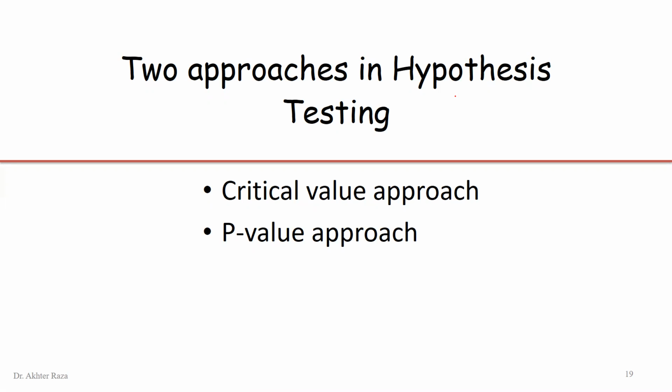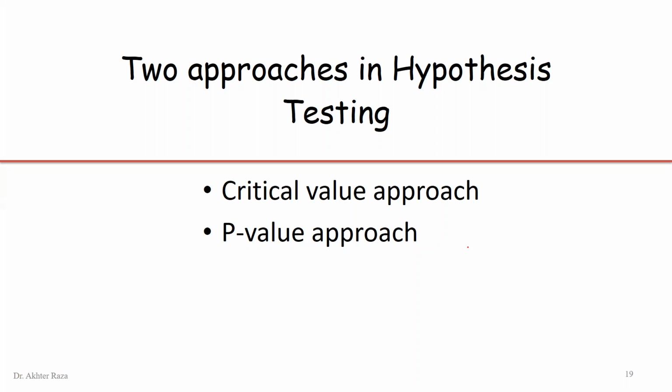In the critical value approach, we have to form a critical region. A critical region is a region in which, if the value of the test statistic falls, we will reject the null hypothesis, or our conclusion will be that there is no sufficient evidence in support of H naught. We will discuss these two approaches in the remaining presentation. Firstly, we will cover the critical region approach.